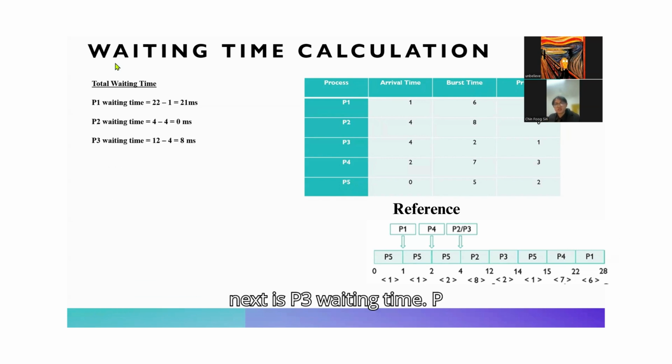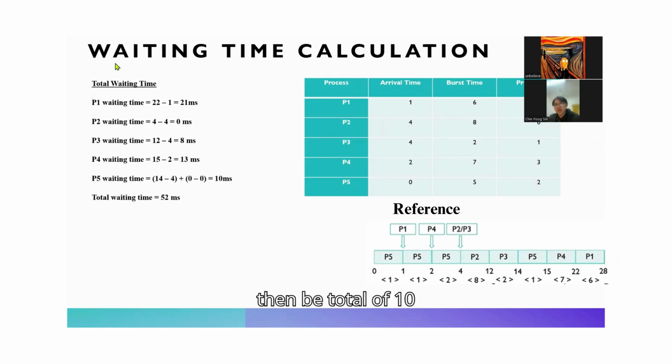Then next is P3 waiting time. P3 waiting time will be 8 milliseconds because its arrival time is 4 and it starts executing at 12 millisecond. P4 waiting time is 13 milliseconds because it starts executing at 15 millisecond and its arrival time is 2 milliseconds. P5 will then be a total of 10 milliseconds. As you can see, the arrival time is 0 and it starts executing at 0. Then it starts executing again at 14 millisecond, and the next is where its last execution ends. So it becomes a total of 10 milliseconds.